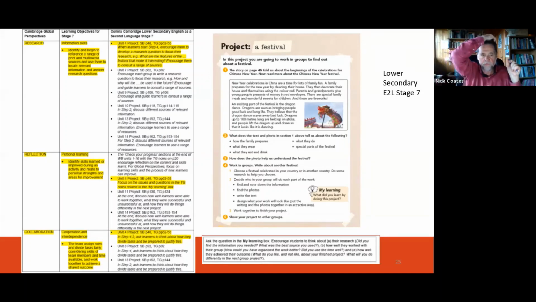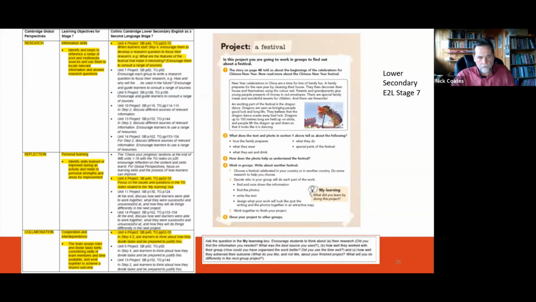Okay, and then the reflection, well, the reflection is a very short note in the italic note. It's focus on the issues and questions in the teacher's guide notes related to the My Learning box. And the My Learning box is a feature that occurs throughout this course at the end of larger activities, just to get the students to make sure that they stop and think about what they've been doing and reflect on it to see how they might work better in future.